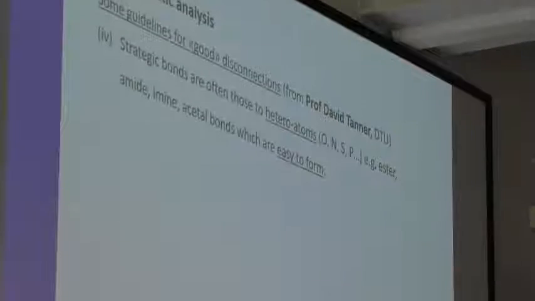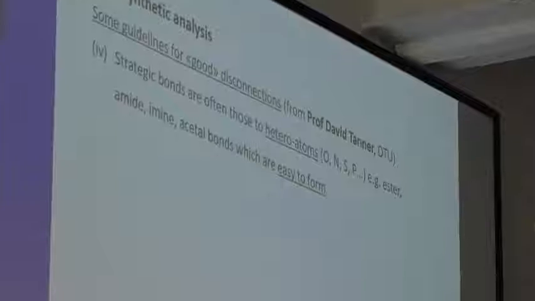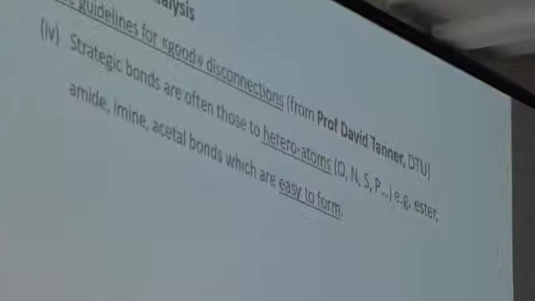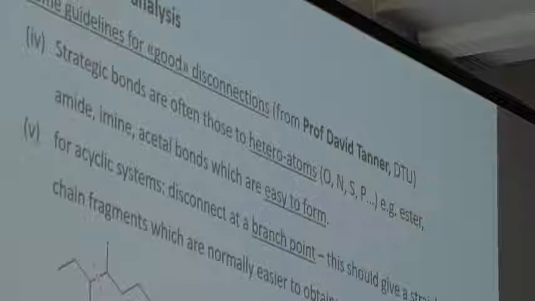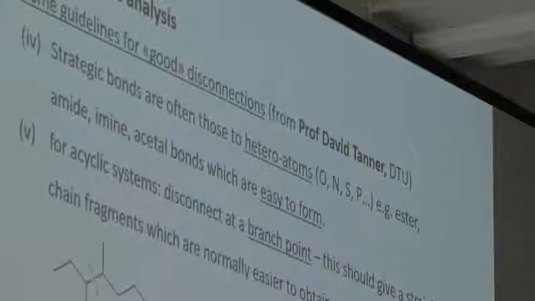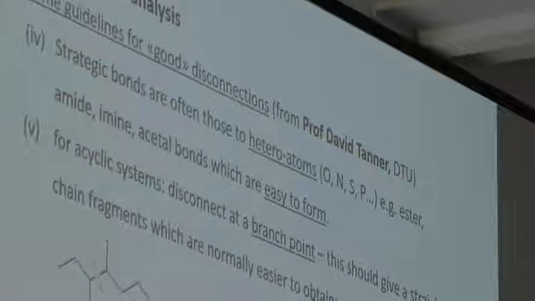Okay, strategic bonds are often those with two heteroatoms, like you see in ester, amide, imine, and acetal bonds, which are easy to form. For acyclic systems, disconnect at the branch point. This should give us straight chain fragments, which are normally easier to obtain.